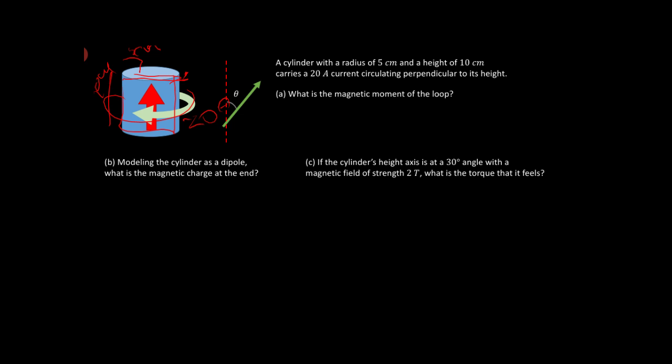And what we'll do is we'll find the magnetic moment of the loop, and then we'll do two things with it. One, we'll model it as a dipole so we can get some charges, and we'll see what those charges are. And then we'll figure out what the torque on it is if we put it in a 2 Tesla field at this angle, which is 30 degrees.